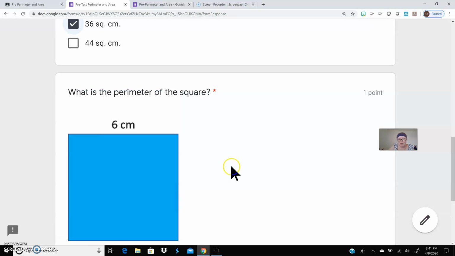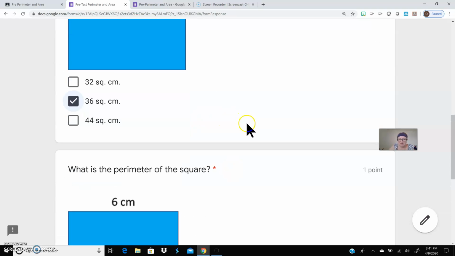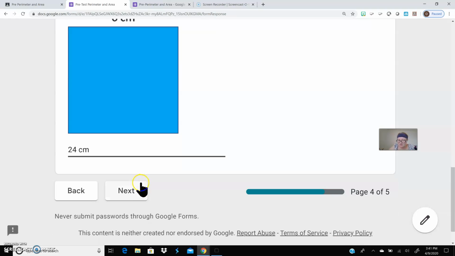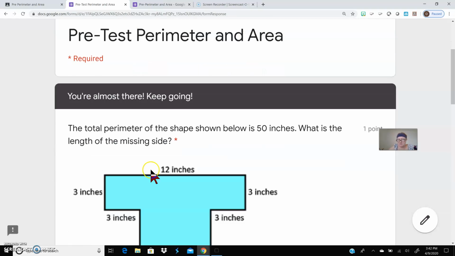Okay, perimeter. I was doing perimeter up here. So we just said 6 plus 6, which is 12, plus 6 plus 6. So that should be 24. Now you got to put the space and put centimeters. I'm going to submit next.